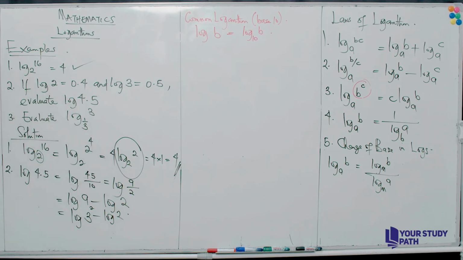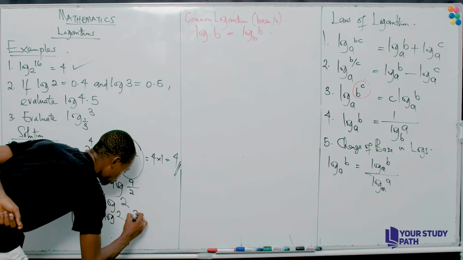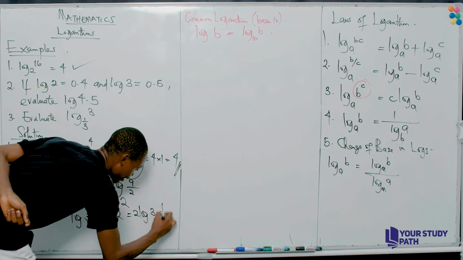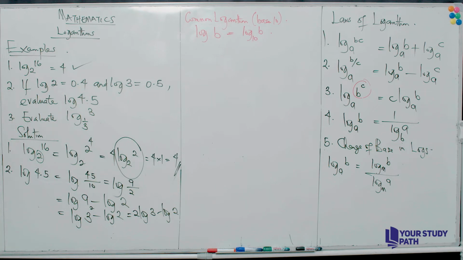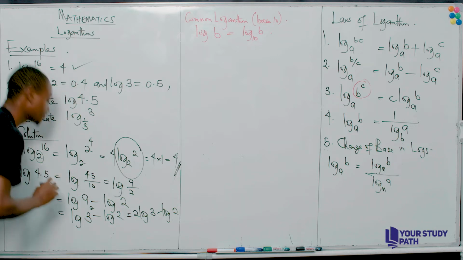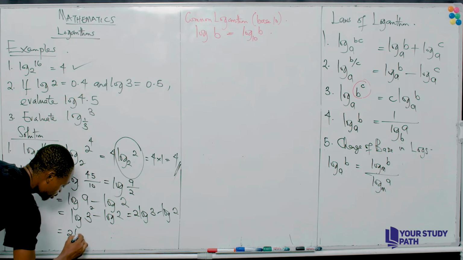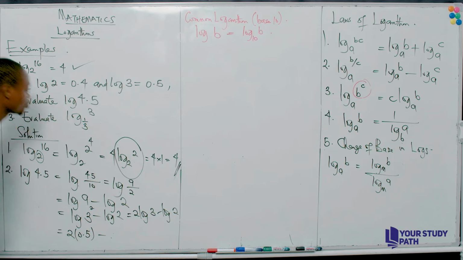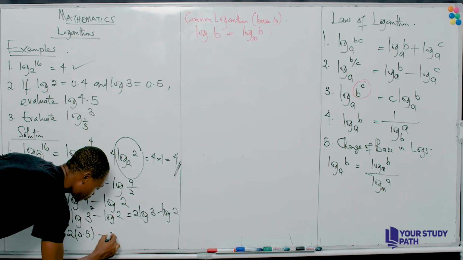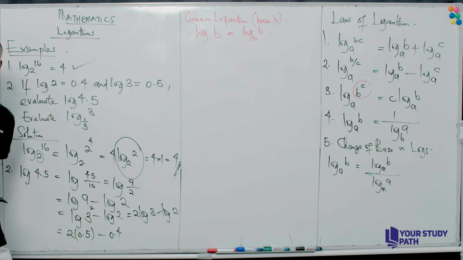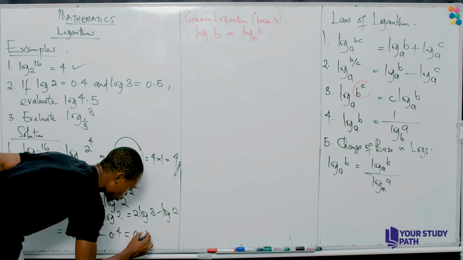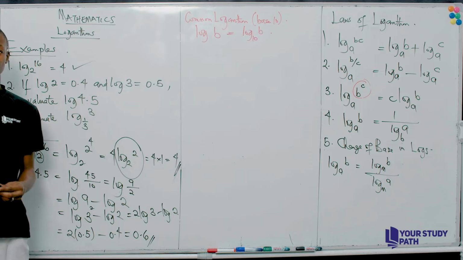What does this mean? I have a topmost power now. I can bring it to the left. So I have this as 2 log 3 minus log 2. And then at this point, all I'm simply doing is substituting values. So 2 log 3 gives me 2 times 0.5 minus log 2, which gives me 0.4. 2 times 0.5 gives me 1, minus 0.4 will give me 0.6 as my result.